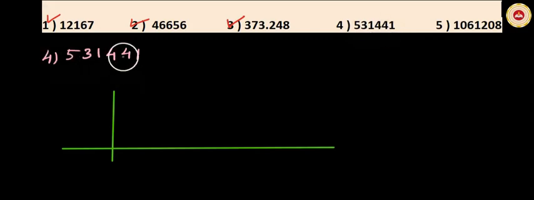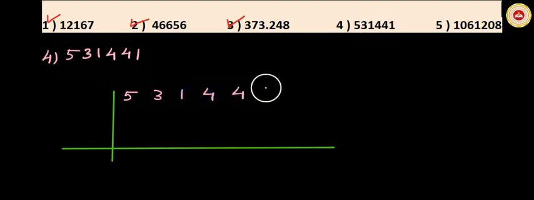Next, 5,31,441. Let us find its cube root. Let us first write the number 5, 3, 1, 4, 4 and 1. Now let us form groups starting from the right side to the left side in such a way that every group contains 3 digits, but the left-sided group may contain 1, 2 or 3 digits. So this is the first group and this is the second group. Both contain 3 digits each.